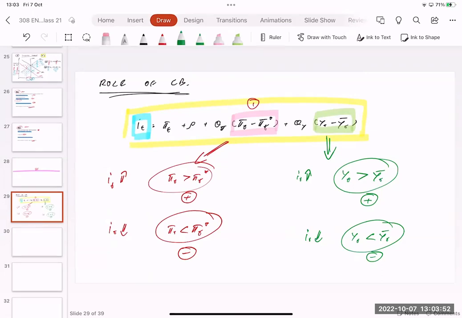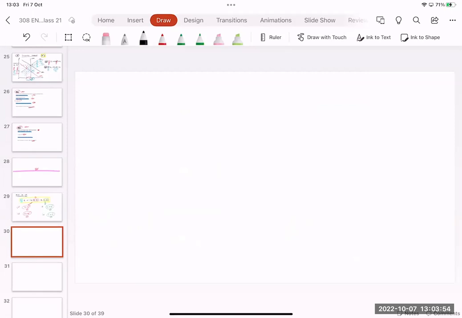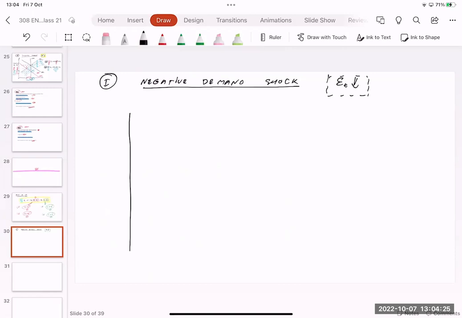Then, in the economy, we may have two main problems. The first one is a negative demand shock problem. This is the first main problem in the economy. Remember that demand shock is epsilon_t. Negative demand shock means that for some reason, for some factor, people are going to spend less. The total spending in the economy is going to be lower.